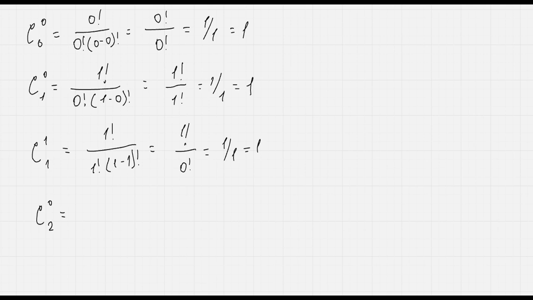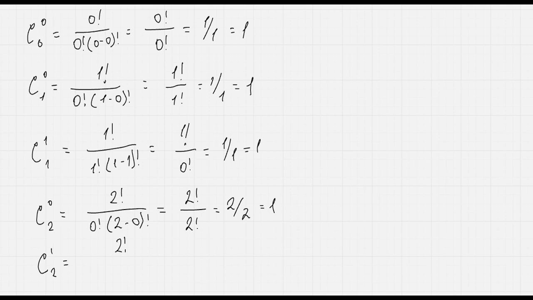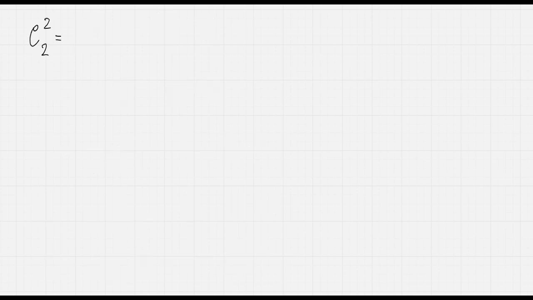C of 2 and 0 is equal to 2 factorial divided by 0 factorial multiplied by (2 minus 0) factorial, that is 2 factorial divided by 2 factorial, that is 2 divided by 2, that is 1. C of 2 and 1 is equal to 2 factorial divided by 1 factorial multiplied by (2 minus 1) factorial, that is 2 factorial divided by 1 factorial, that is 2 divided by 1, that is 2. C of 2 and 2 is equal to 2 factorial divided by 2 factorial multiplied by (2 minus 2) factorial, that is 2 factorial divided by 2 factorial multiplied by 0 factorial, that is 2 divided by 2, that is 1.